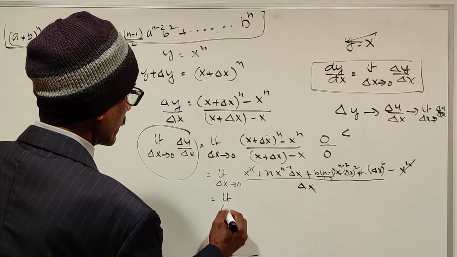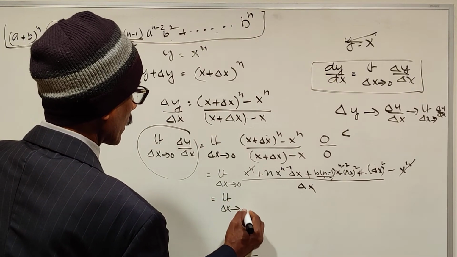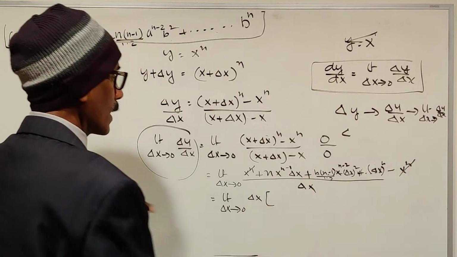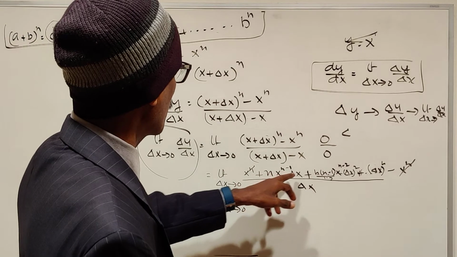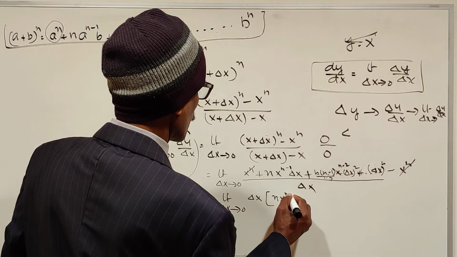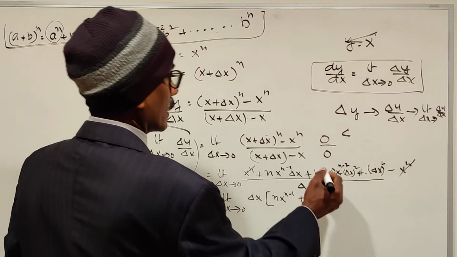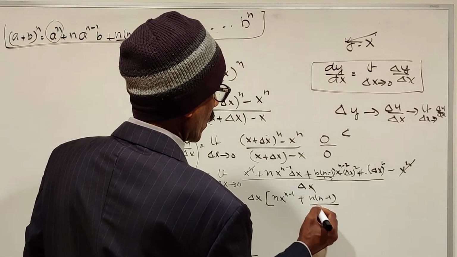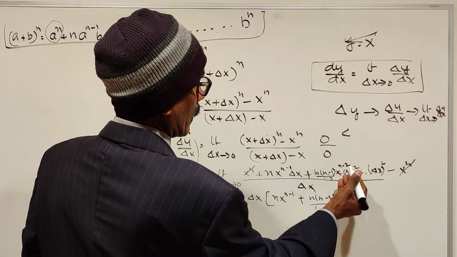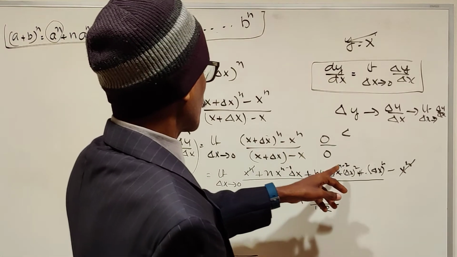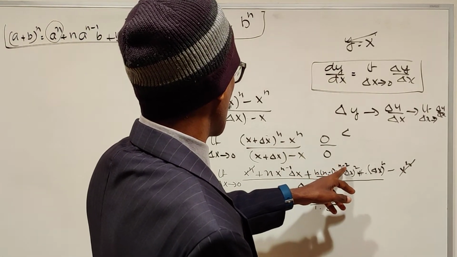Limit delta x tends to 0. When you take out delta x as a common factor, what is the leftover here? N x raised to n minus 1, plus, see here, n into n minus 1 by 1 into 2, x raised to n minus 2.